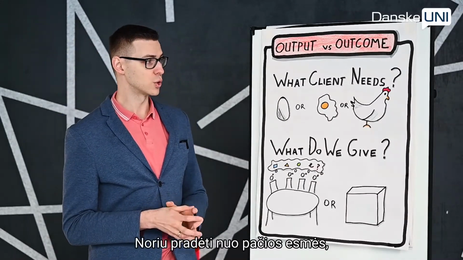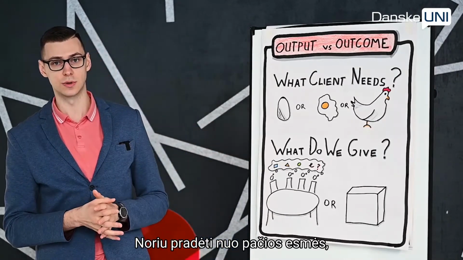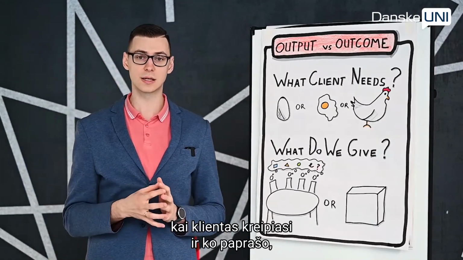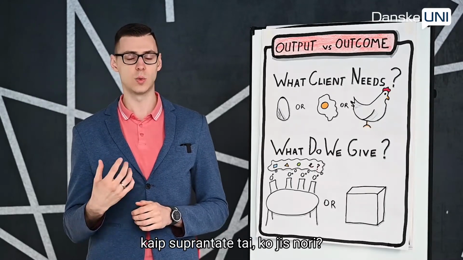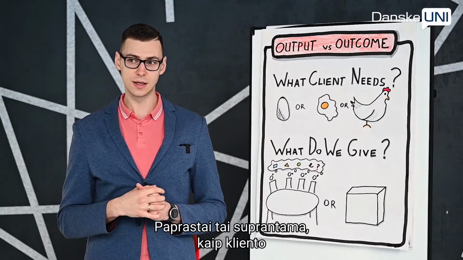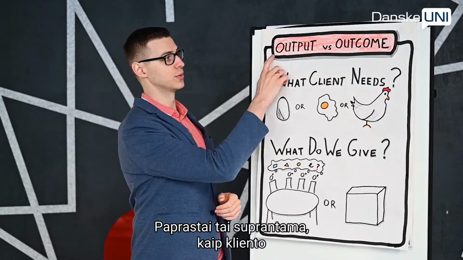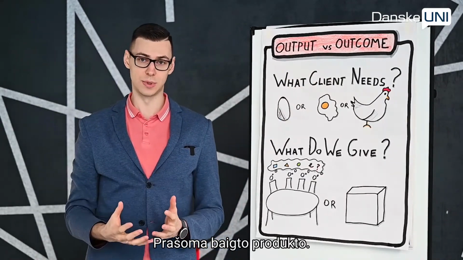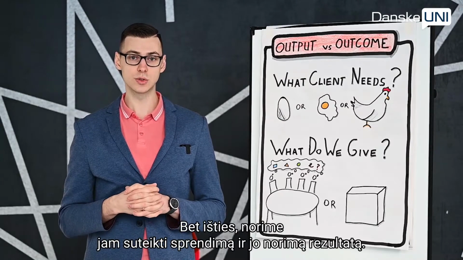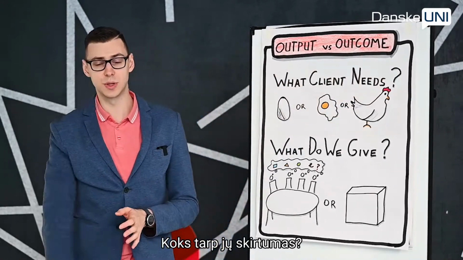So I want to start with the very essence of when the client comes to you and asks for something, how do you understand what he wants? The usual manner is actually to understand the output of what our client asks from us. But what we want to give him is actually the outcome. Now, what is the difference between these two?